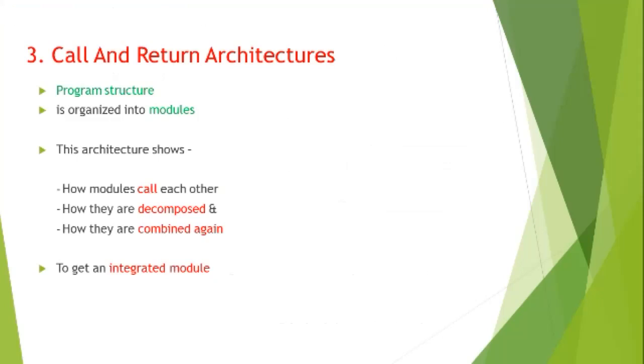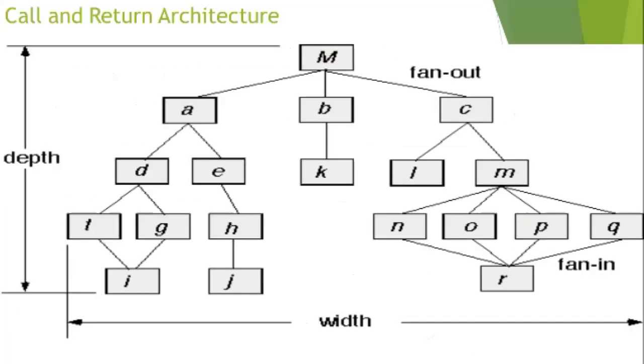The third one is call and return architectures. In that, the program structure is organized into modules. This architecture shows how modules call each other, how they are decomposed, and how they are combined again to get integrated modules. This is the diagrammatical representation.